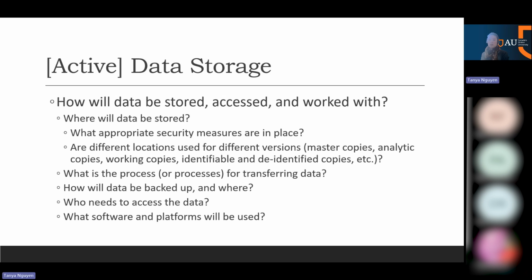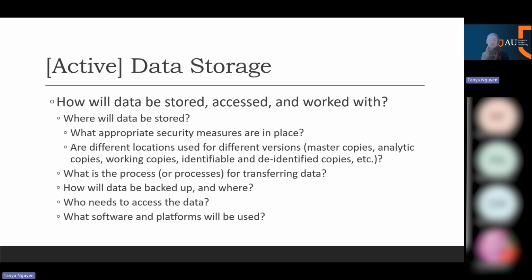So we do get this question a lot, so that's why we put active in square brackets, because a lot of researchers tend to ask, where can I put my data when I'm starting my project? For example, you've received funding, or you have your supervisor's approval to start. You're going to be wondering, where can I put my data?